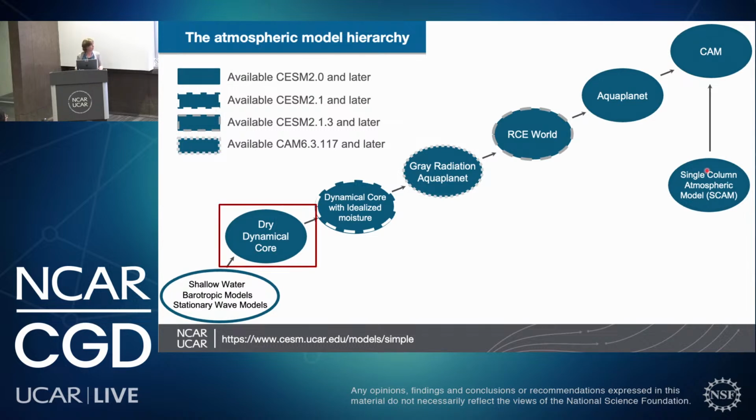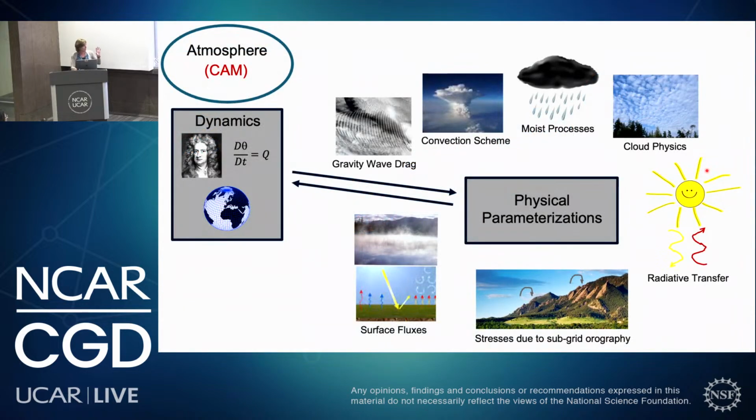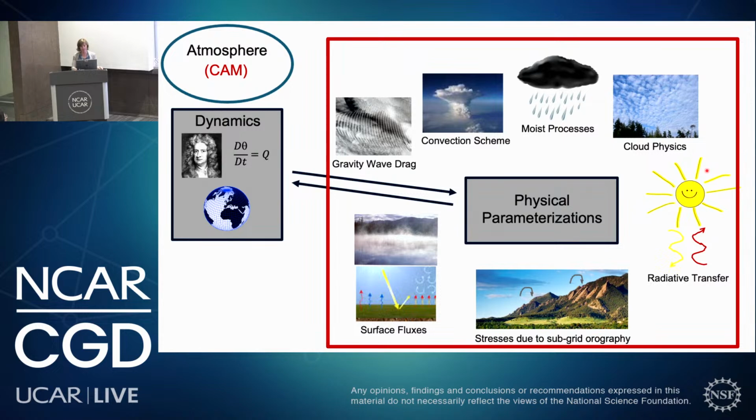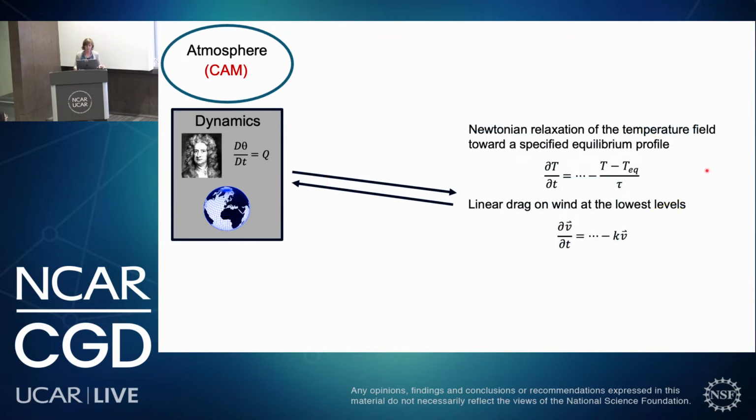So the dry dynamical core consists of taking all of the physics parameterizations in the atmosphere model and stripping them out, and replacing them with a very simple relaxation of the temperature field towards some specified equilibrium temperature profile. So this is a very idealized representation of the physics. There's no moisture, there's no clouds. You have a very simple linear drag on the winds at the lowest model levels.